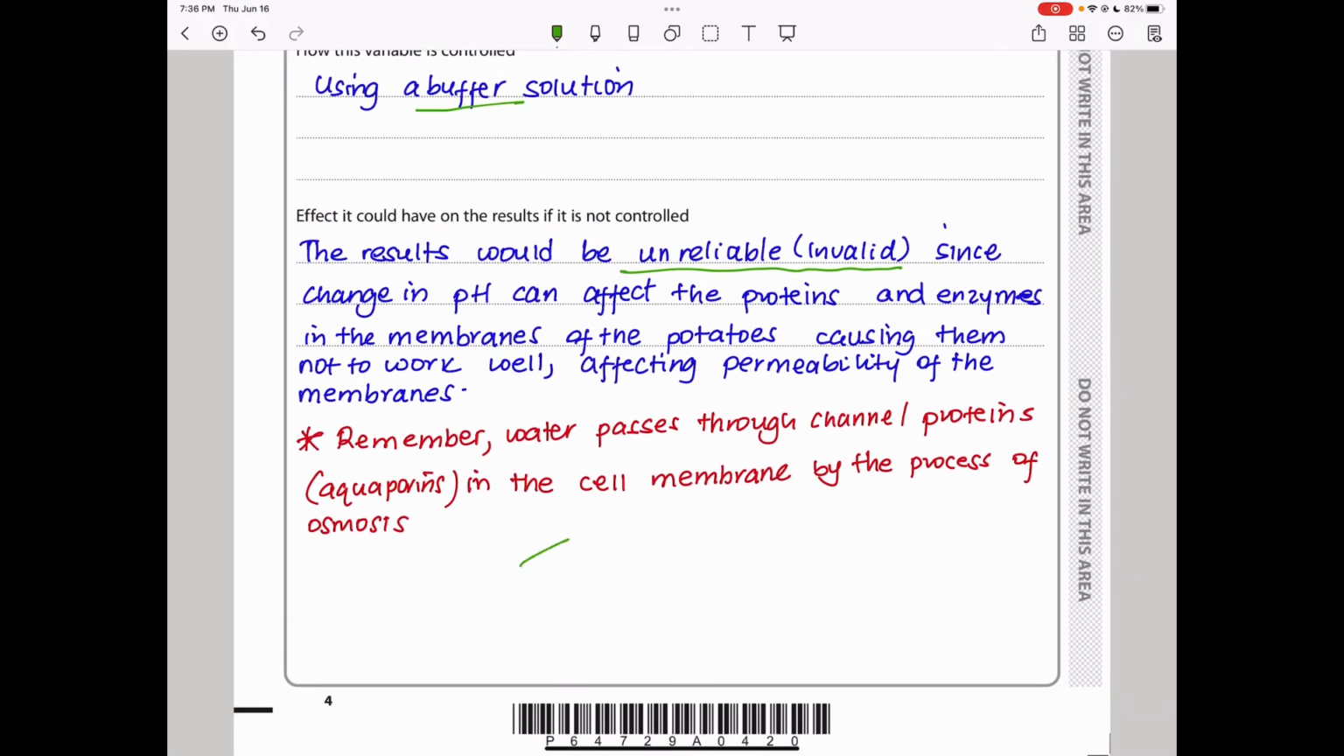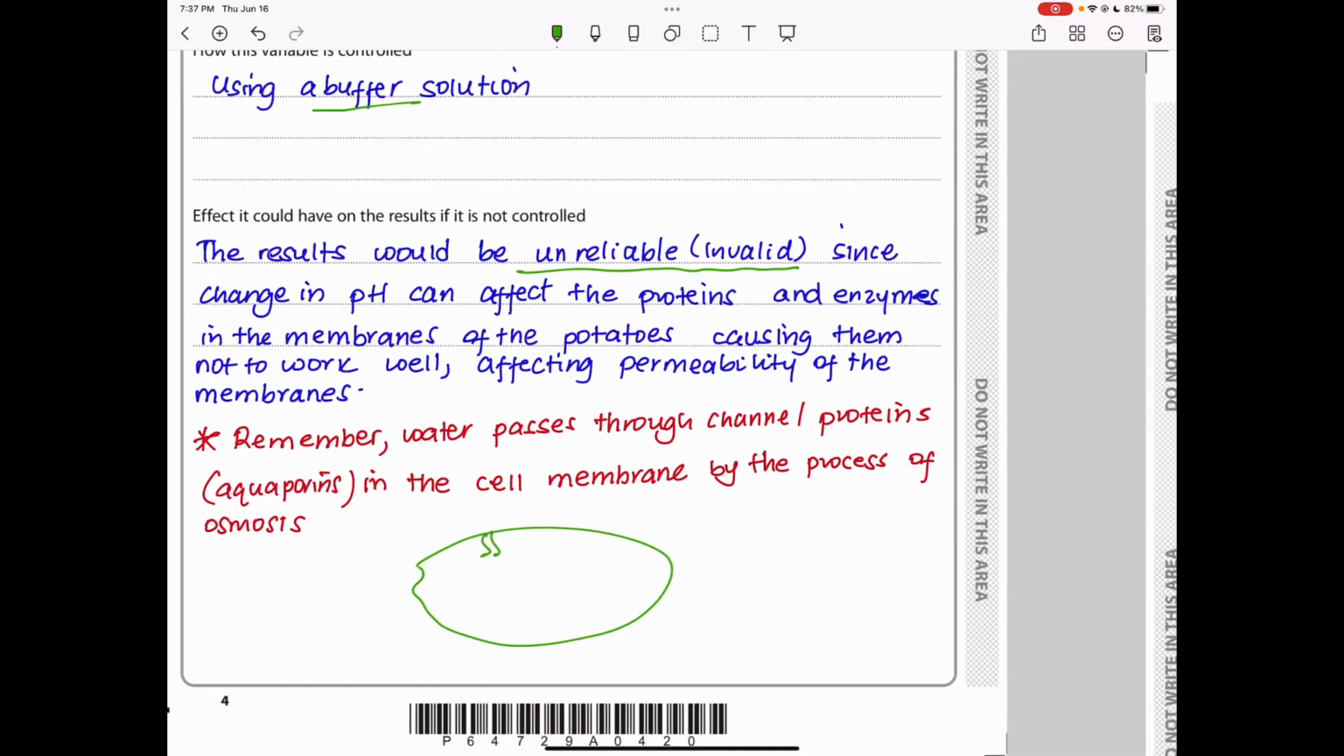And we know across the membrane there are channel proteins, and these channel proteins are very sensitive to change in pH. So if pH is changed, the shape of the channel proteins could be different, and that will affect the permeability of the membrane. The channel proteins being changed could affect whether water comes in more or does not come in at all, and that can affect permeability of the membrane. So I will go to the next page.